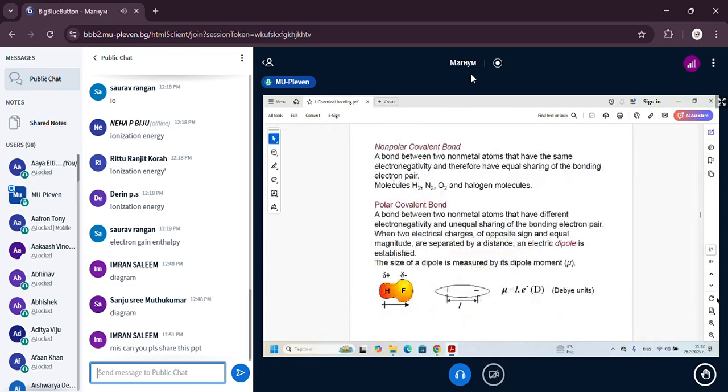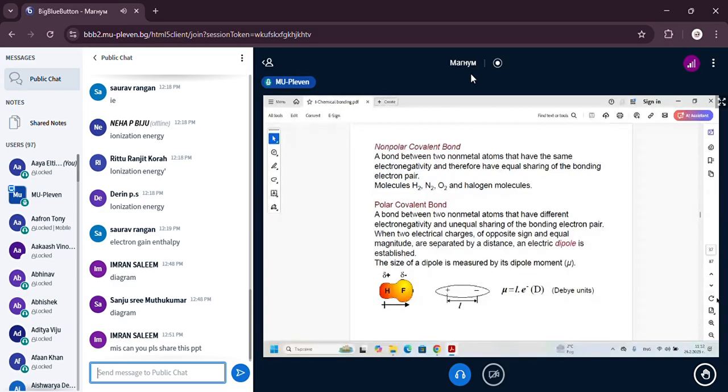And again, we return to pure, or non-polar covalent bond. Such a bond, I already mentioned, is when we have two identical atoms, or when we have equal sharing of the bonding electron pair between atoms. Examples are molecules of chlorine, fluorine, oxygen, nitrogen, hydrogen.